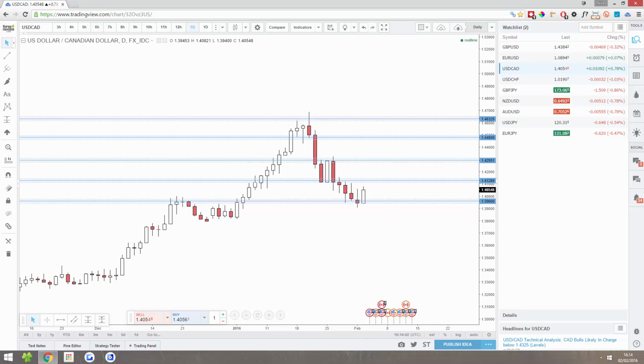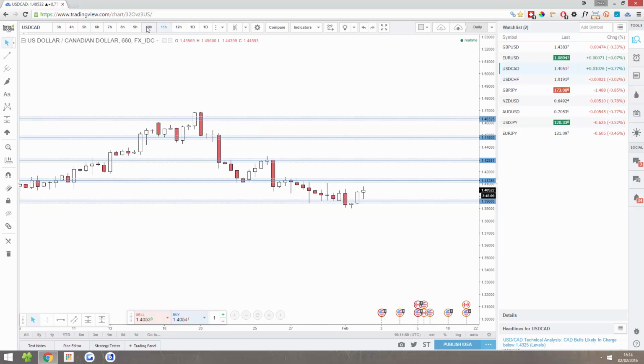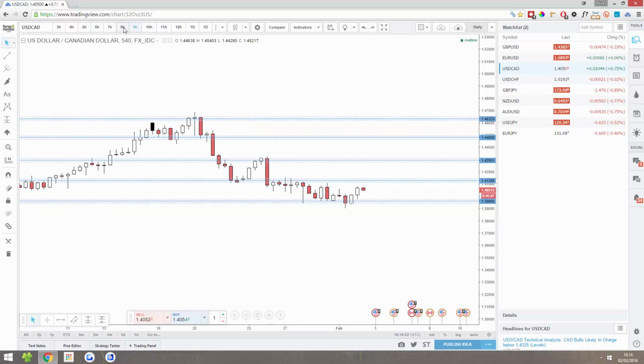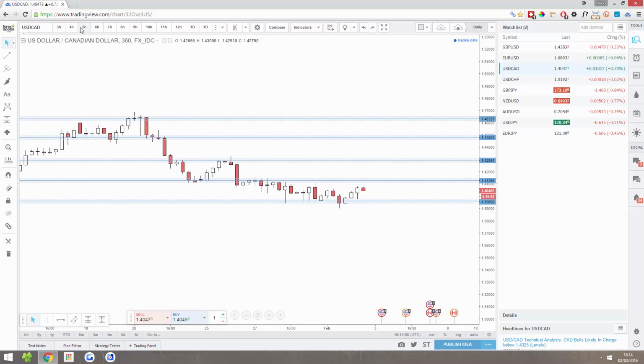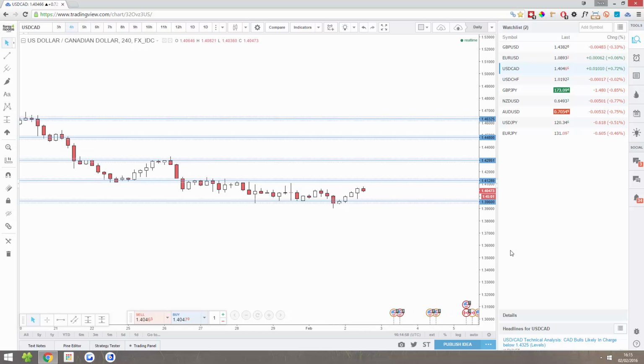All right, so it looks like price is coming down to a support area and bouncing away from it. We actually talked about this in the members webinar at the start of the week, potentially taking a long trade here.